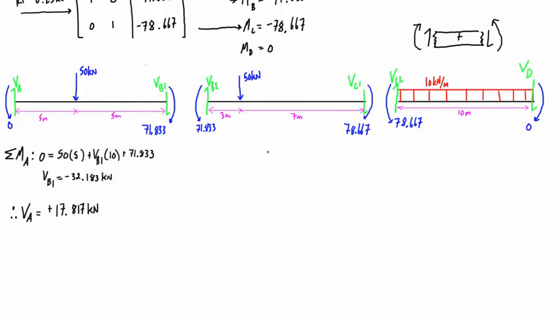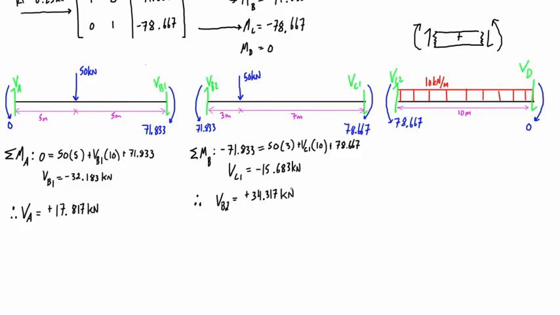All right, so we do the same thing for the second span. We take the sum of moments. Let's do the sum of moments about B. We're going to find that VC1 is equal to negative 15.683 kilonewtons. So this negative sign indicates that it's going opposite of the way we drew it. So for the force balance in the y direction, we have 50 going down, we have 15.683 going up. So VB2 is going to be equal to 34.317.